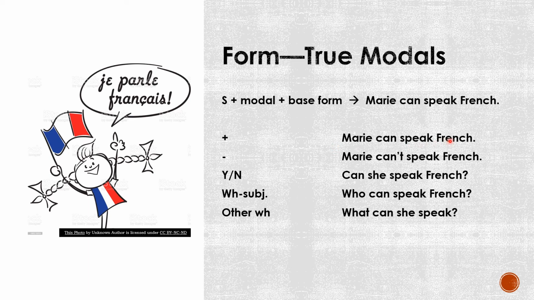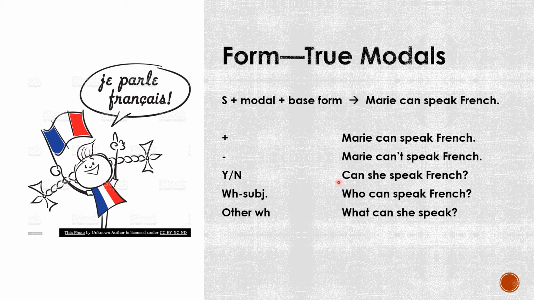Marie can speak French. Marie can't speak French. Now notice the negative, I'm using the contraction. I can also write it out, cannot. And just as a note, in American English, it's much more common to write cannot as one word rather than can and not. All the other modals, you would write the modal and the not as two words. You can write cannot as two words. It's just not as common in American English, as I said. So I'm going to be writing it as one word myself.